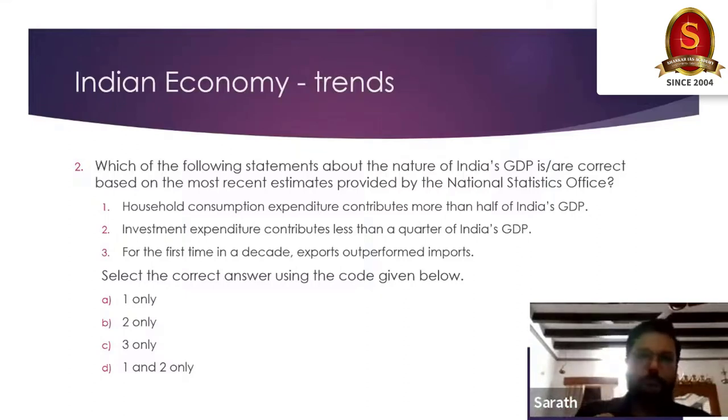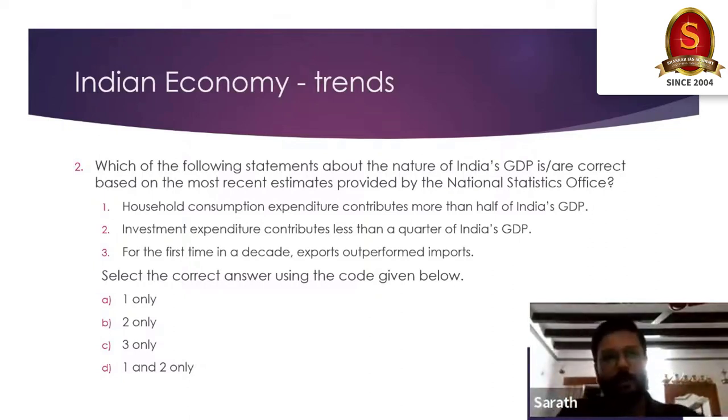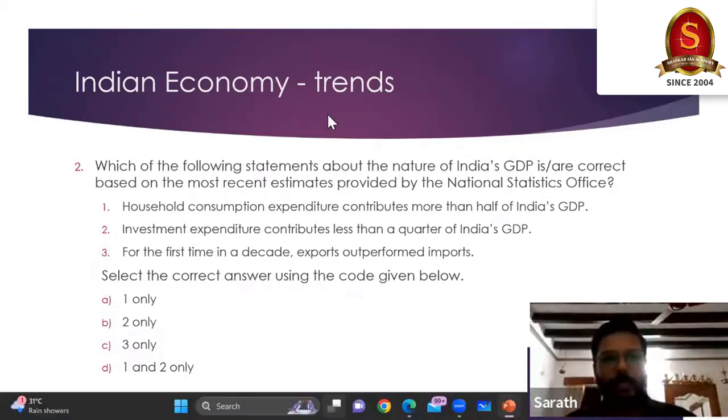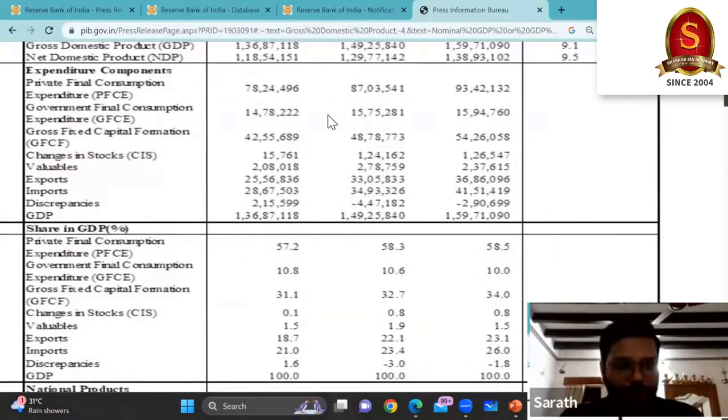Look at the examples that we have used in class. In the example on the circular flow of income that we discussed in class, the first thing that I use is 60% is household consumption expenditure, 30% is investment expenditure. Then the remaining 10% goes towards government. And then we have exports and imports that come in. Maybe I have mentioned it, maybe I have not, but that is representative of the reality in the economy as well. Take a look at this data.